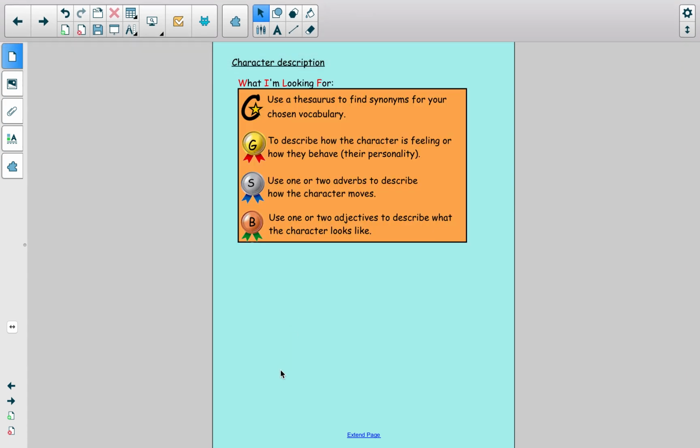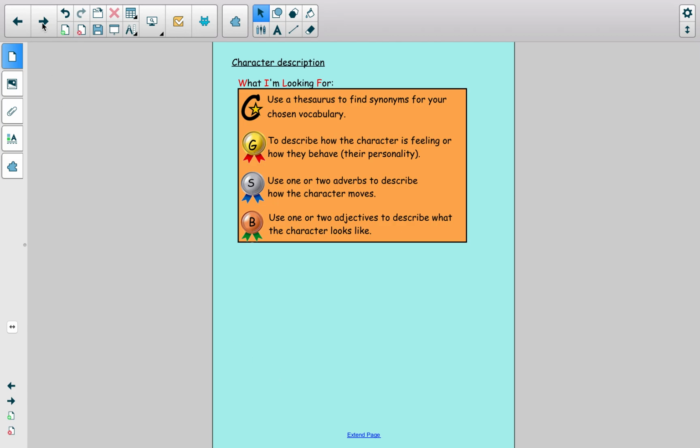So character descriptions. What I'm looking for today is for Bronze Group to use 1 or 2 adjectives to describe what the character looks like. Silver, I'll be looking for you to use 1 or 2 adverbs to describe how the character moves. And Gold, I'll be looking for you to describe how the character is feeling or how they behave. And Challenge, I would like you to use a thesaurus to find synonyms for your chosen vocabulary. Do not worry if you don't have a thesaurus at home. You could ask an adult to Google a thesaurus for you and you can use an online version.